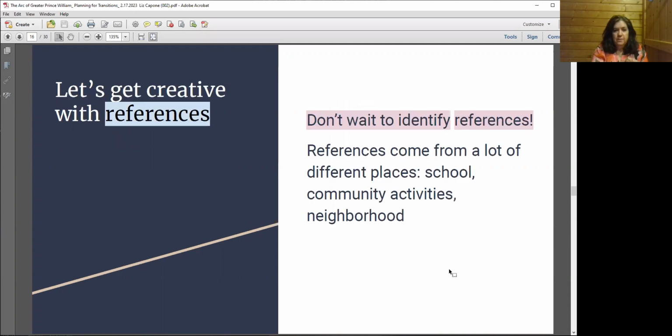I want to look at time. I want to talk about a couple different things. We're going to talk about references. We're going to talk about resumes. We're going to talk about job shadowing. Don't wait to identify references.